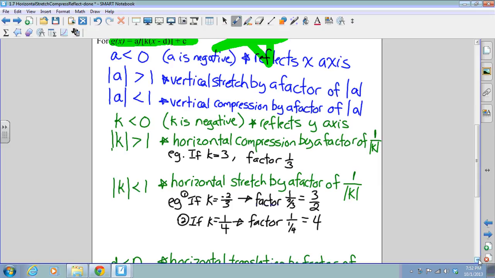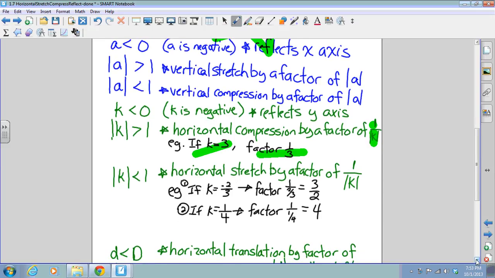Now we're taking a look at the K. This is the newer stuff. If K is less than 0, i.e. if K is negative, it's going to reflect the y-axis. If the absolute value of K is greater than 1, then it's going to be a horizontal compression. And don't forget to put it into the equation 1 over the absolute value of K. Here's an example here. If K equals 3, it's going to be a horizontal compression by a factor of 1/3.